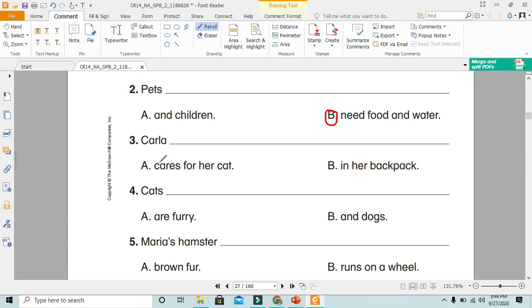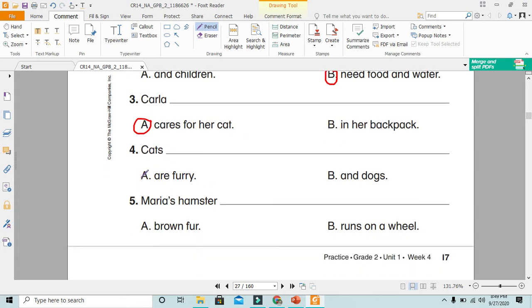Yes, Carla, what? Cares for her cat or in her backpack? Cares for her cat. Number 4, cats. Cats are furry or and dogs? Cats are furry. This means they have fur. Maria's hamster. Brown fur or runs on a wheel? Runs on a wheel. Excellent.